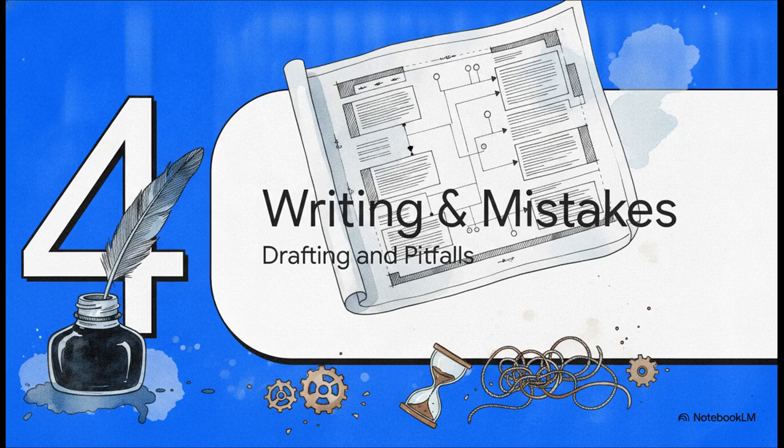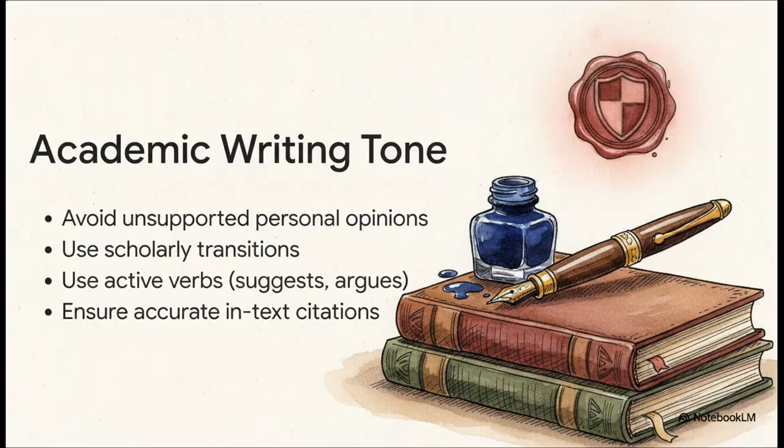Which brings us to the construction phase. Section 4, Writing and Common Mistakes. As you finally begin drafting your document, your tone and academic integrity are literally everything. You must absolutely avoid throwing in unsupported personal opinions. Let the evidence do all the talking. You want to use scholarly transitions like similarly, in contrast, or however, to effortlessly guide the reader through the debates. Use strong, active verbs like suggests, indicates, or argues to give your writing some real momentum.